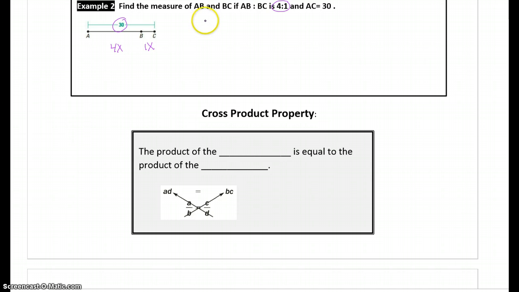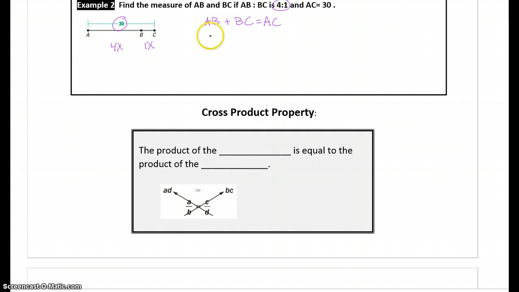So let's use the segment addition postulate, so that we have AB plus BC equals AC. We know that AB is 4x, BC is 1x, and AC is 30 because they gave that to us. Combine like terms here, so we get 5x equals 30, and when we divide we get x equals 6. So if we plug that back in, 4 times 6 is 24, and 1 times 6 is 6. That makes sense, because 24 plus 6 is 30. So AB is 24, and BC is 6.